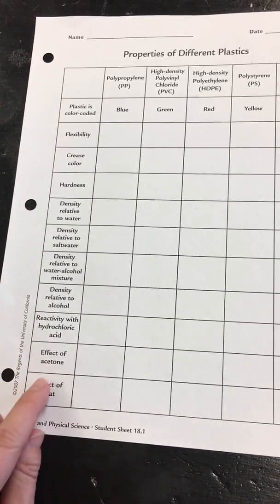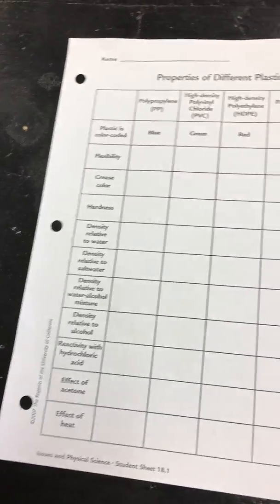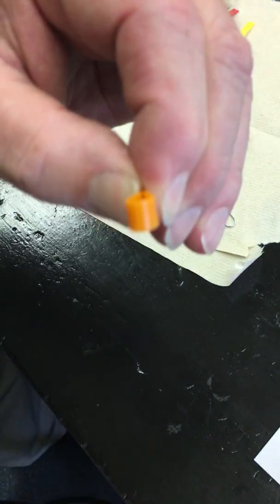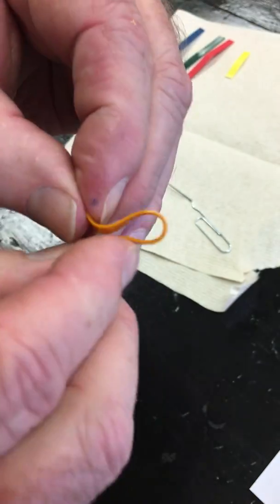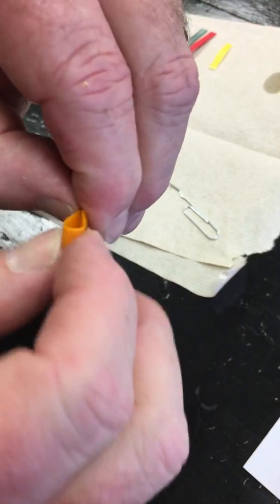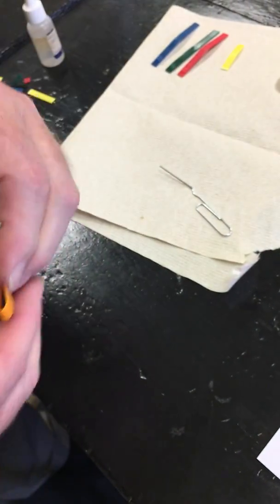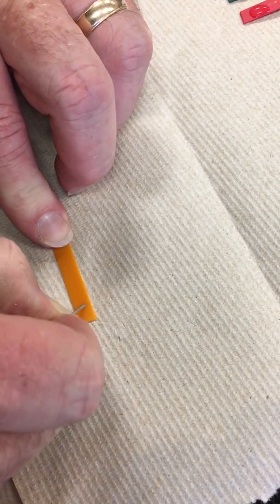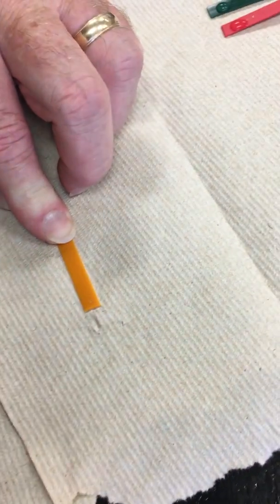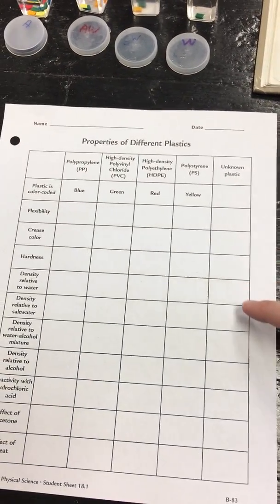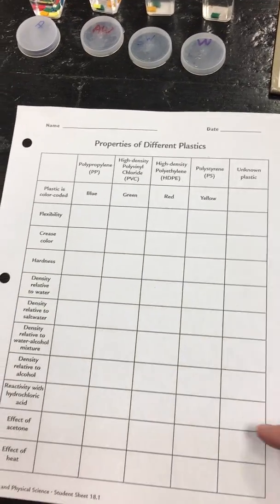The one thing that I did forget here is on our piece of unknown plastic. We are going to check for the flexibility. So first of all, flexibility, and this is our unknown plastic. Our crease color. Okay, next is our hardness. Okay, so I did forget to do those. So for our unknown plastic, okay.